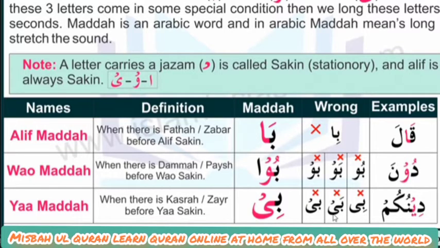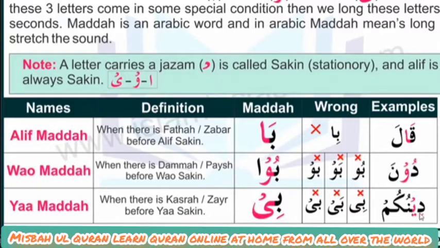Similarly here look, ya is sakin, it has a sukoon sign, but there is no kasra before. And here in the third example, ya is sakin, but there is no kasra before as well, right? So these are not ya madda. I hope you understand what ya madda is. And we long this ya 1 second. So we read the example of ya madda here.